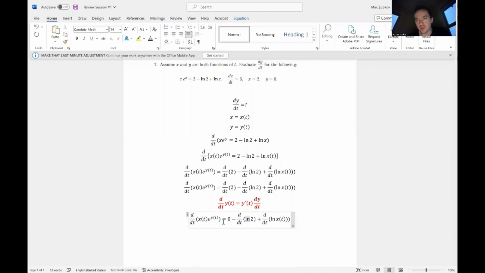ln of 2 is a little bit tricky. ln of 2 is also a number. So here I'm also taking the derivative of a number. When you take the derivative of a number, that is just equal to 0. Okay, then we have 2 terms left.